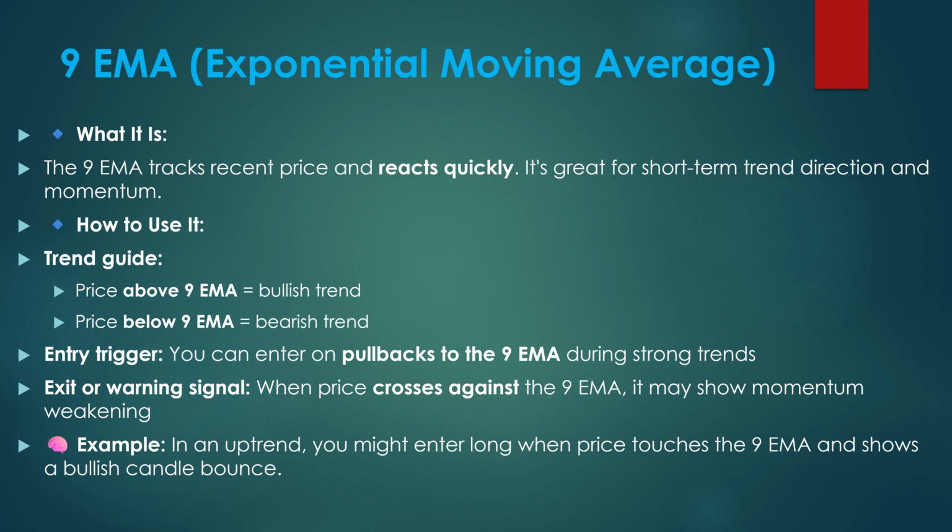For your entry trigger, you can enter on pullbacks to the 9 EMA during strong trends, or watch for exit or warning signals where the price crosses back through the 9 EMA. It may show momentum weakening. Example: in an uptrend, you might enter long when the price touches the 9 EMA and shows a bullish candle bounce. So let's go take a look.